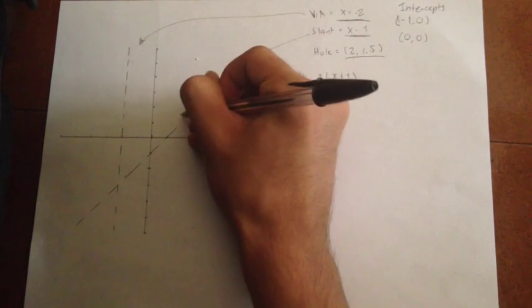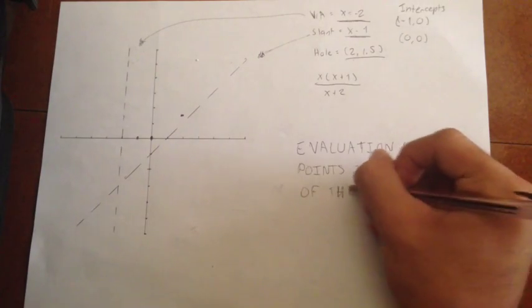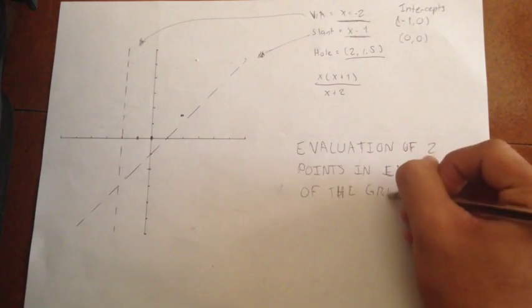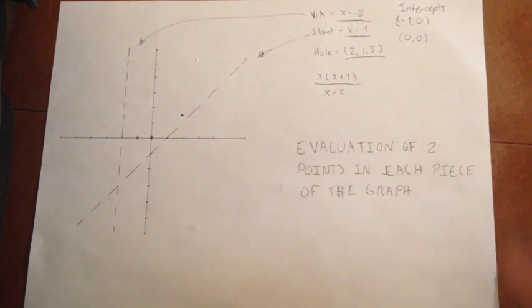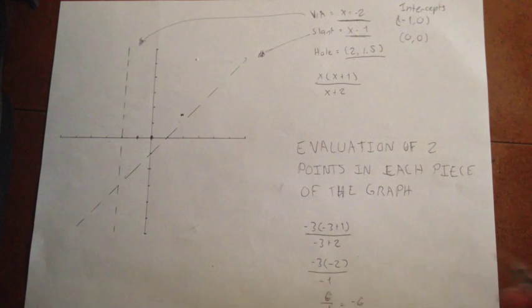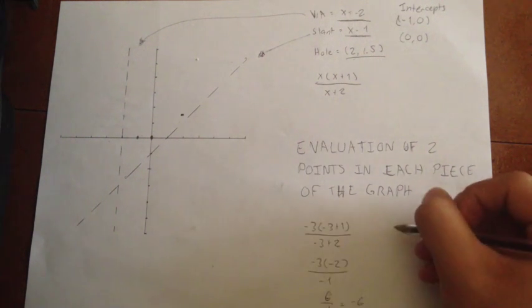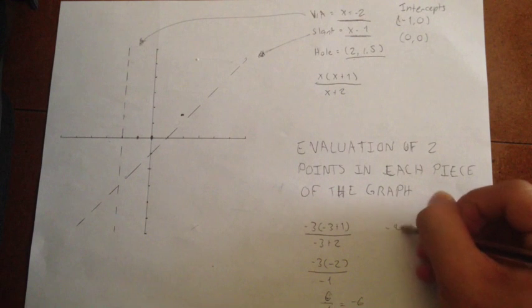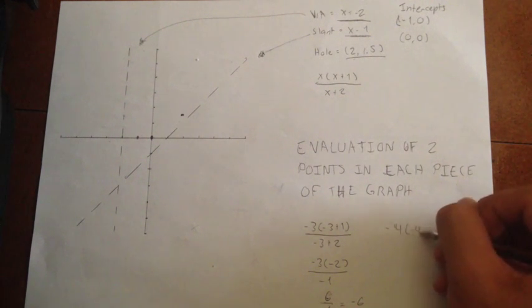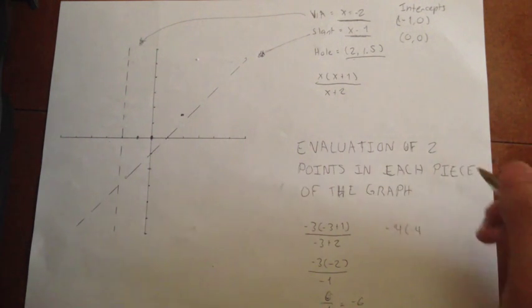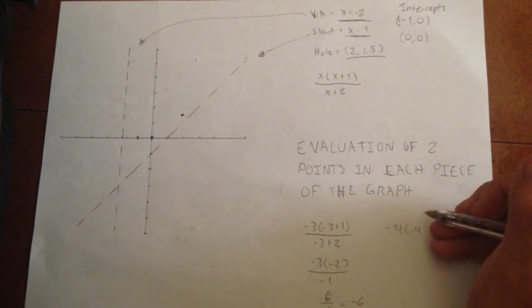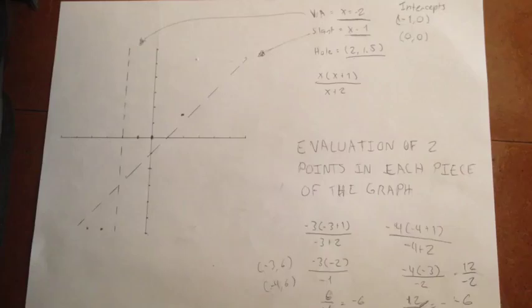Our next step is to evaluate 2 points on each side of the graph, since they will help us in further graphing. In this case, by evaluating at minus 3, we get that our answer is minus 6. So, 1 point of our graph is minus 3, minus 6. We keep following this process until we have successfully located 2 points on each side of the graph.